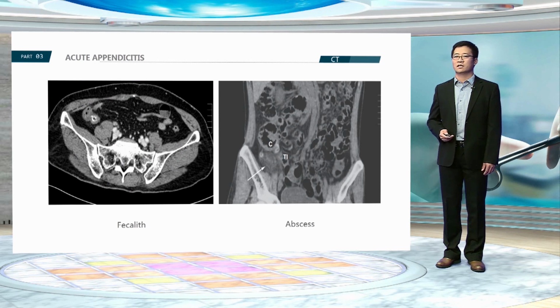Here are the CT images. In the first image, we can see a fecalith at the base of the appendix, while in the right image, we can see the fecalith and an inflammatory abscess there.